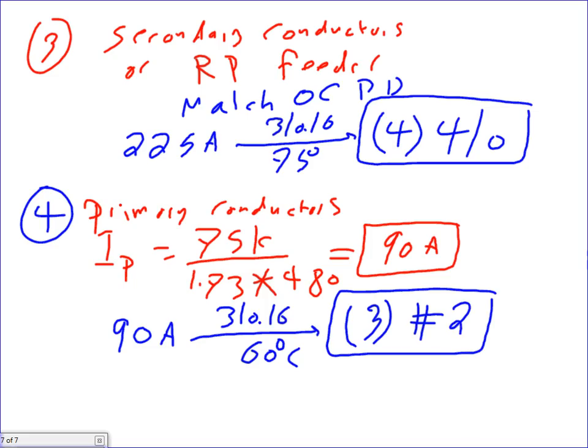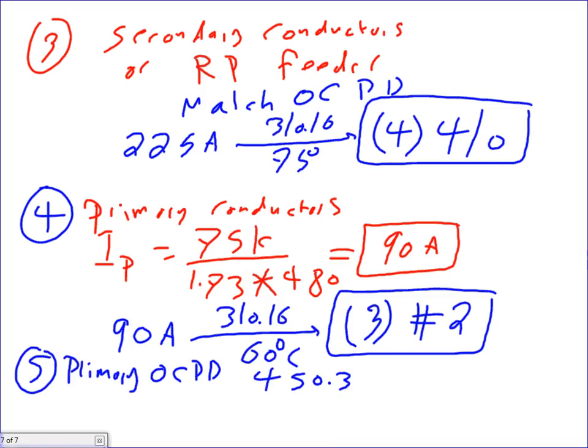Three conductors, number 2. Piece of cake, overcurrent protection device, primary. Now both of them are low voltage. So which column are we going to go to in which table? 450.3 A or B? Both of them are low voltage, so we're going to go to 450.3 B, right?